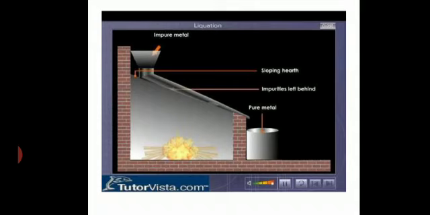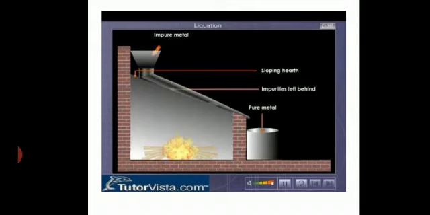We have liquefaction: metals with a low melting point like bismuth, tin, lead, etc. are purified by this method. Distillation: metals having a low boiling point are purified by this method.